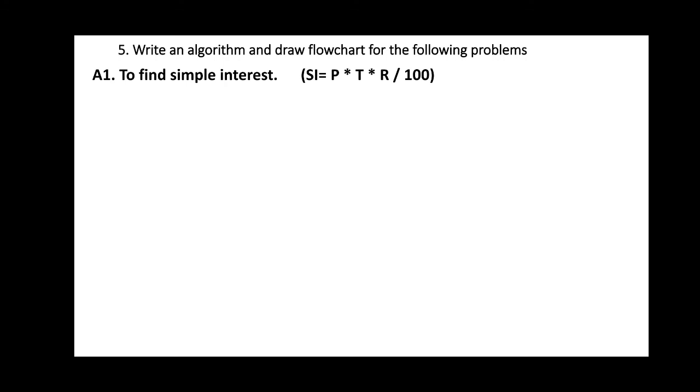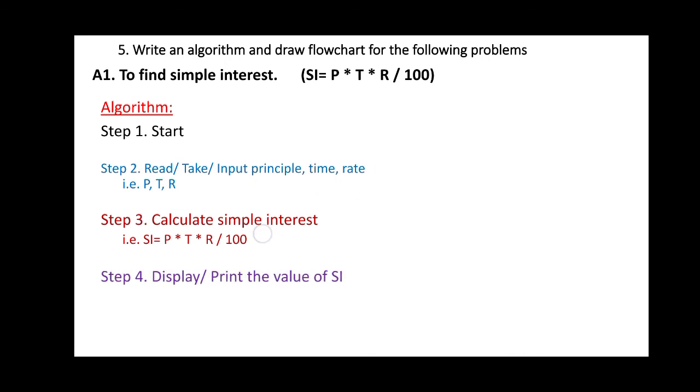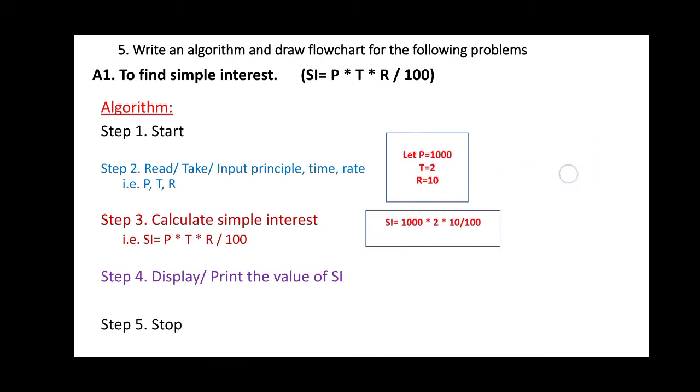Like here, to calculate the simple interest, obviously we need three values: principal, time, and rate. If you have those three values, you will be able to calculate the simple interest. So let's start the algorithm: start, then ask the values of P, T, R, then calculate using the formula, display that value, and stop. So let's go through some example here. For P, T, R, I have given some example, and you can calculate.